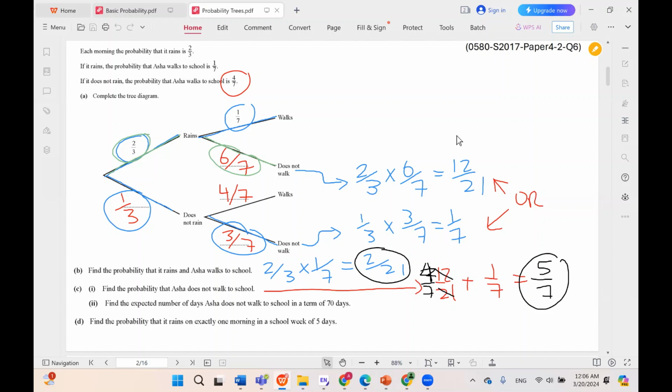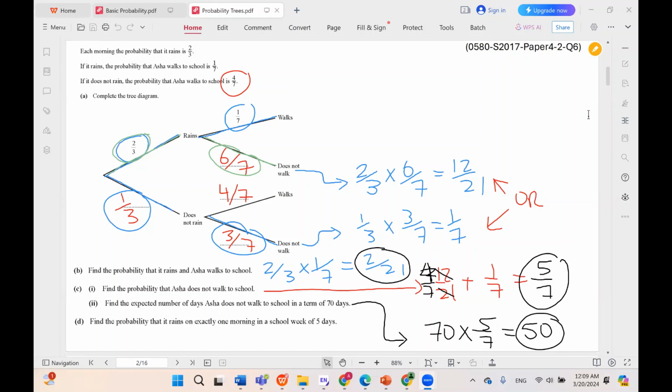Now, in D I, we are required to find the expected number of days that she does not walk to school in a term of 70 days. So the expectation is the probability times the number of occurrences. So 70 times 5 over 7, and this will give us 50.